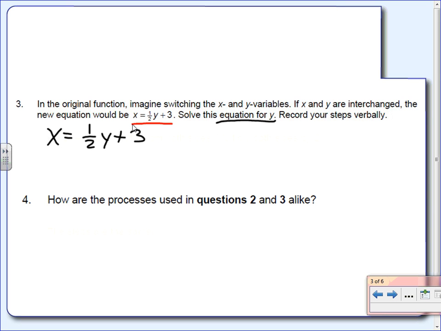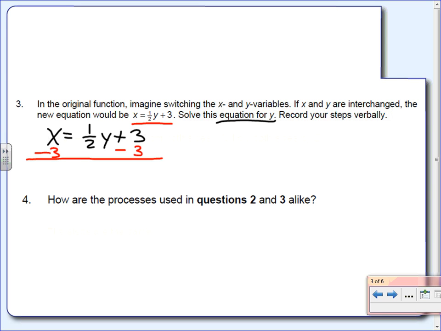Solve it for y? How do you do that? Let's get the y. How do I do that? What do I do first? What number am I going to move over first? Well, we're going to actually do the opposite. Opposite of plus 3 is minus 3. So we're going to start by subtracting 3.